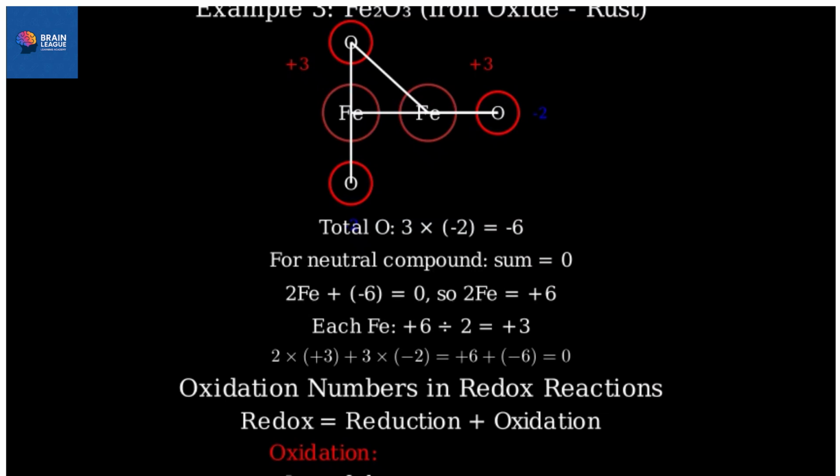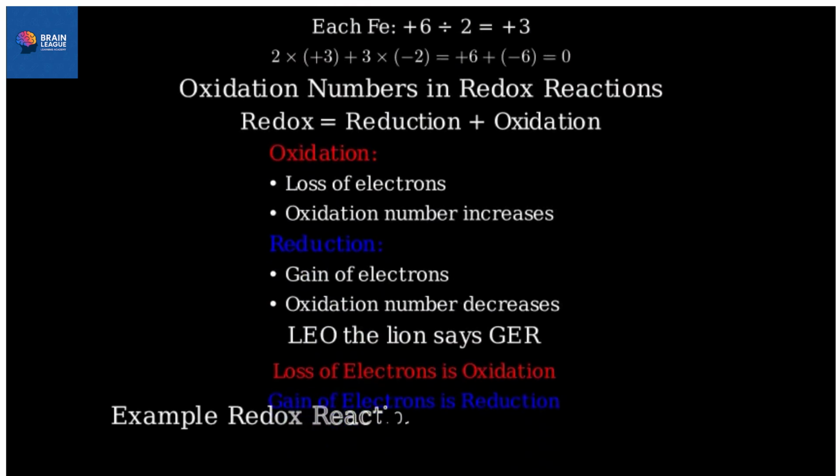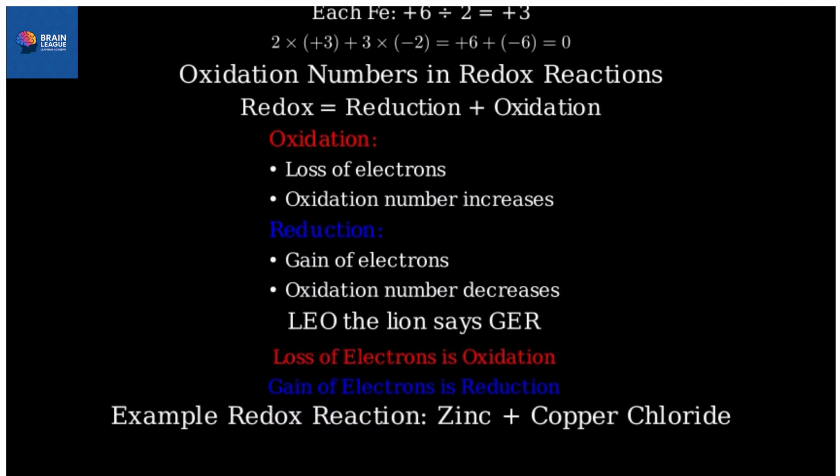Let's look at a simple redox reaction. The reaction between zinc metal and copper chloride. Zinc plus copper chloride yields zinc chloride plus copper. Initially, zinc has an oxidation number of 0 because it's a free element. In copper chloride, copper has an oxidation number of +2 and chlorine has -1. After the reaction, zinc now has an oxidation number of +2 in zinc chloride, and copper has been reduced to its elemental form with an oxidation number of 0.